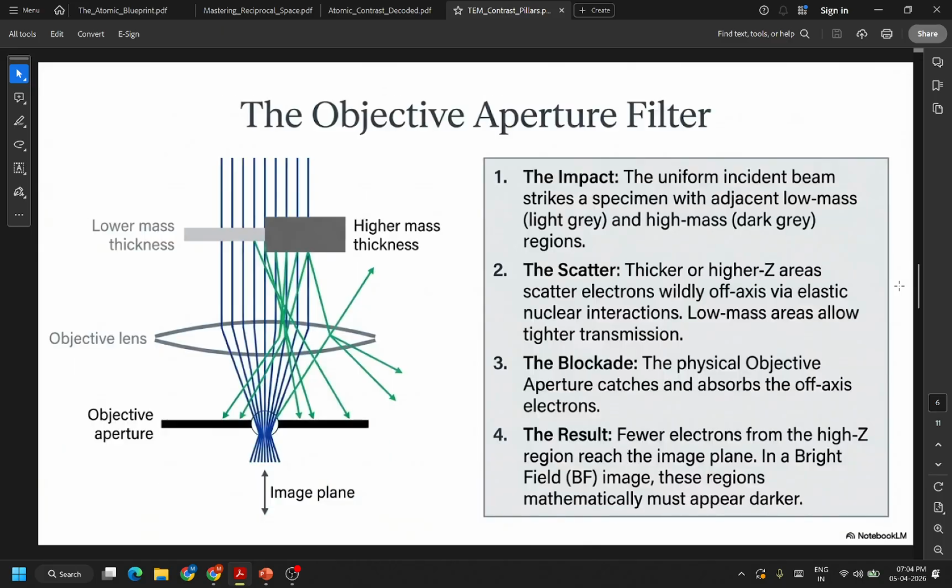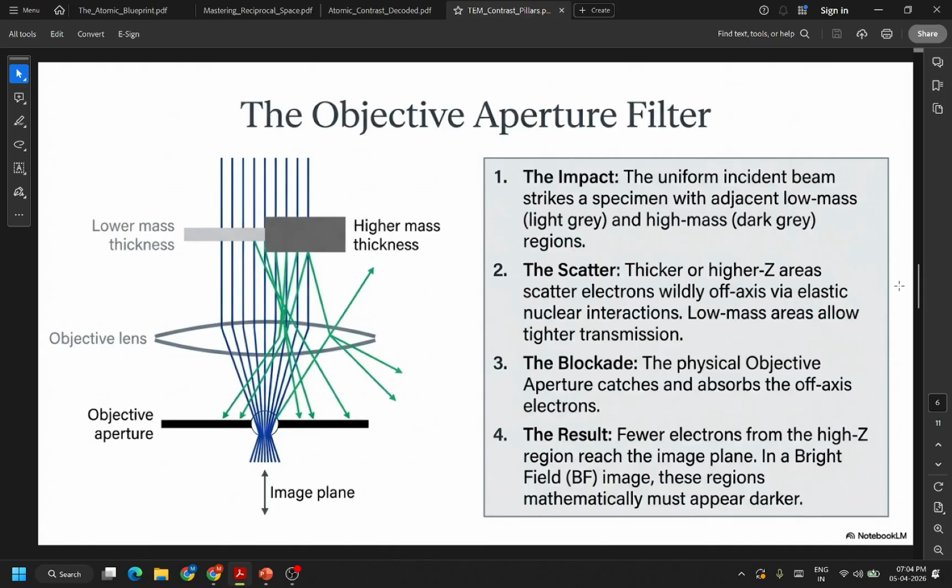Next is the objective aperture filter. The uniform incident beam strikes a specimen at adjacent low mass (light gray) and high mass (dark gray) regions. Thicker or higher Z areas scatter electrons widely off axis via elastic nuclear interactions. Low mass areas allow tighter transmission.